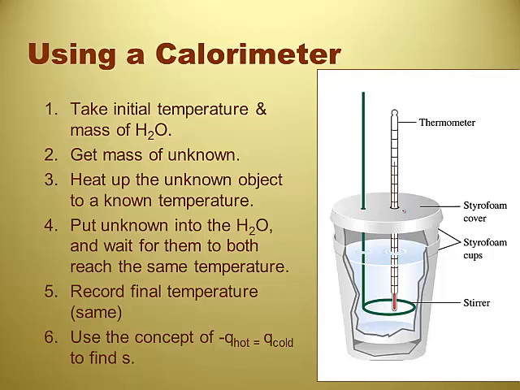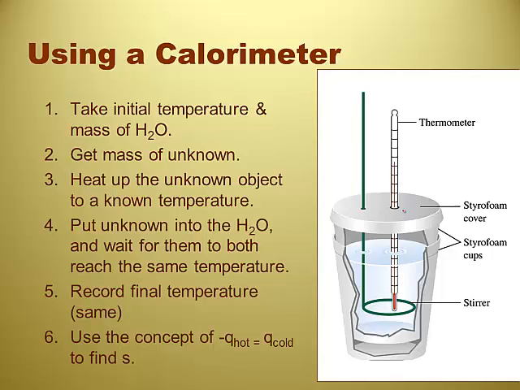Step 2, get the mass of the unknown object. Usually that's a solid. It could be a salt, like you alluded to earlier. It could be a piece of metal that you want to know the specific heat capacity of, or any object that you want to know the specific heat capacity of. You heat the object up to a known temperature.